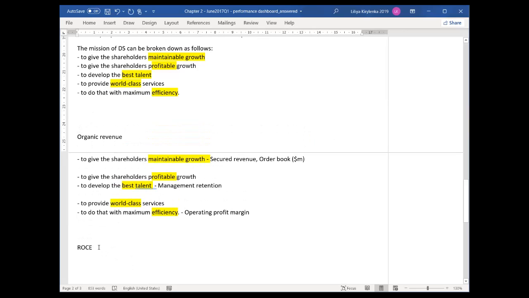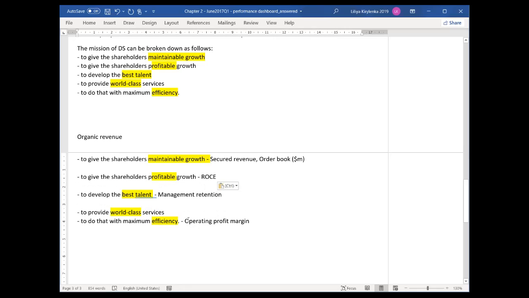What about return on capital employed? Well, it can relate to shareholders. So maybe it's about profitable growth. So we can put it here. Also, maybe operating profit margin will be related to shareholders' profitable growth, but you see, we need to make our answer balanced. So there is no use to talk about many indicators. There is no use to put 2 indicators for this part of the mission and leave no indicators for the last part of the mission.